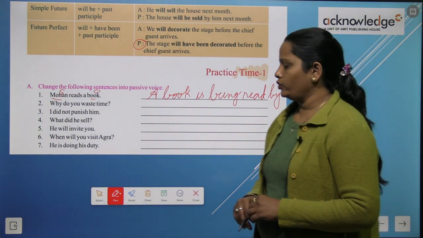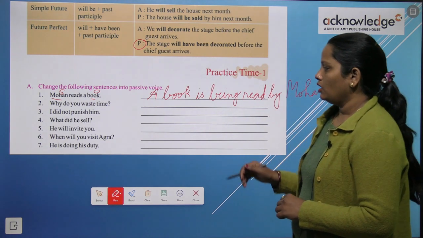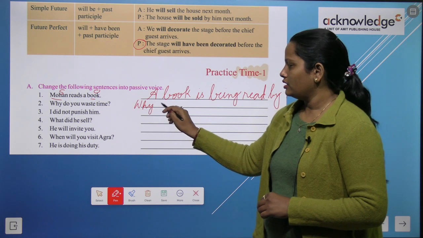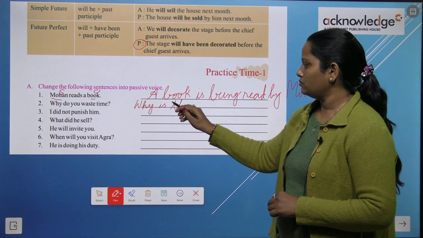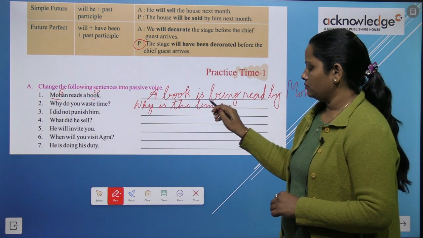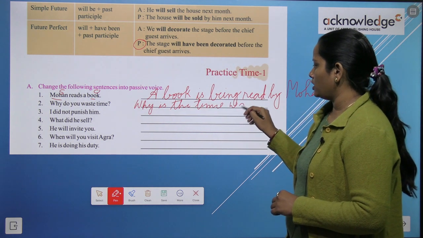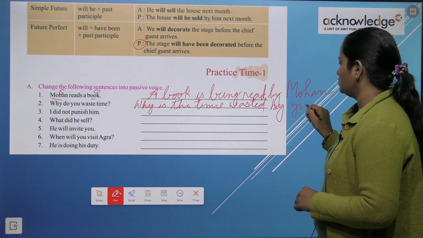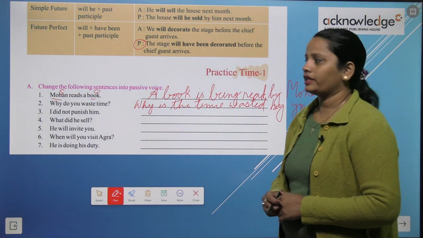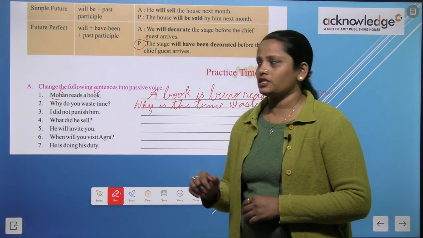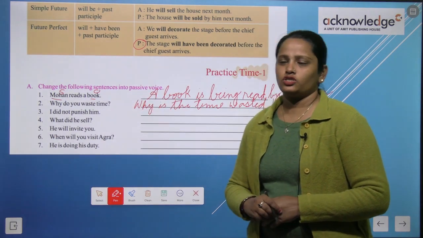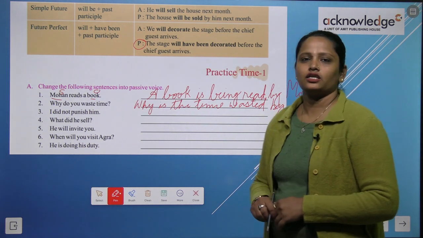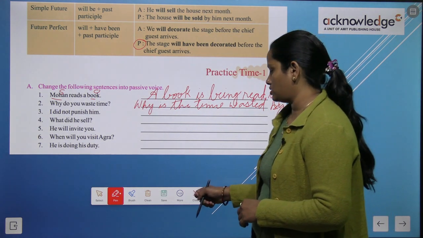Now, why do you waste time? So here the sentence will be, why is the time wasted by you? So, like this, we have to change the following sentences from active voice to the passive voice. So, children, we have done two of the questions. Like this, you have to complete the rest of the exercise.